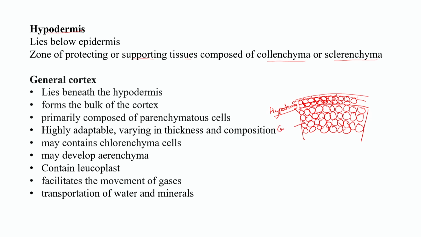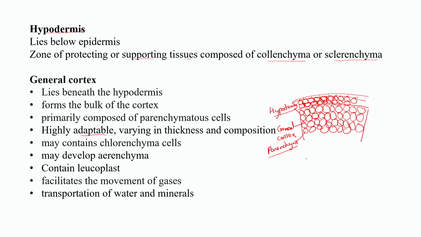So this is the cortex, mainly made up of parenchyma. Now this layer is highly adaptable, meaning this particular layer can take different functions by modifying its structure, because parenchyma, as we all know, is a very highly flexible type of tissue which can take different forms, like it can be converted into aerenchyma or chlorenchyma, and it can store a lot of things. So different structural modifications could also be there based on different functions.